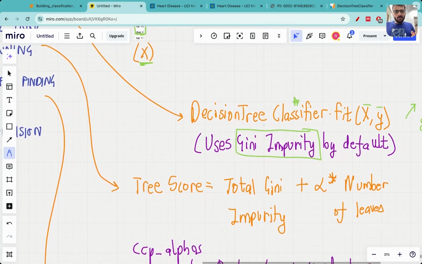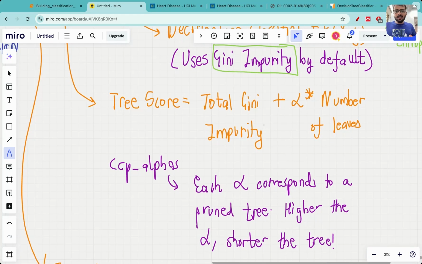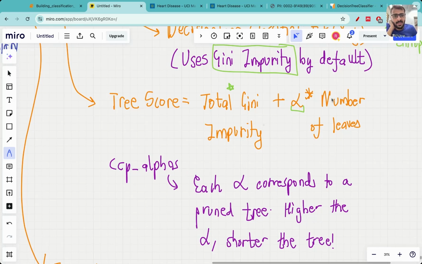When we consider pruning, there is a tree score which is defined. The tree score is the total Gini impurity plus alpha, which is the pruning parameter, multiplied by the number of leaves. So basically, if the total Gini impurity is high, the tree score will be high, which is bad for us. We eventually want to minimize the tree score. If the number of leaves is high, that also means the tree score is high. So that is also bad.